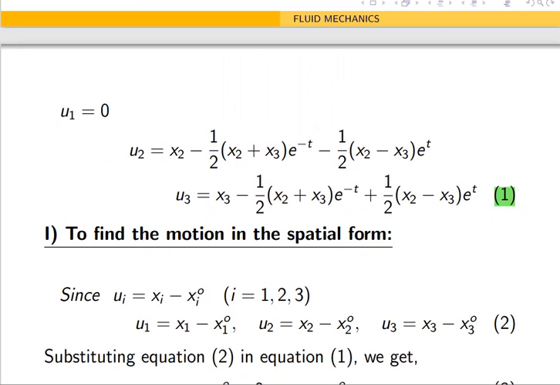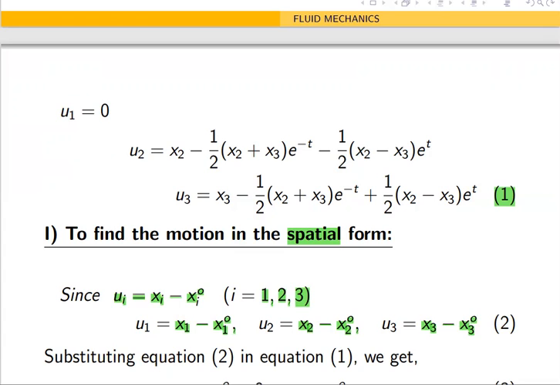Now, to find the motion in the spatial form, let us find it. What is ui? Displacement is nothing but xi minus xi naught, i equal to 1 to 3. So u1 is x1 minus x1 naught, u2 is x2 minus x2 naught, and u3 is x3 minus x3 naught. We'll call this 2.